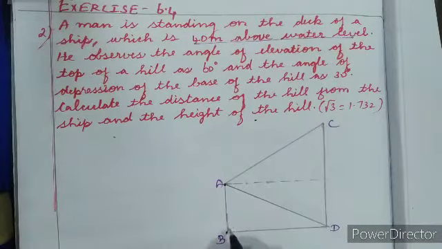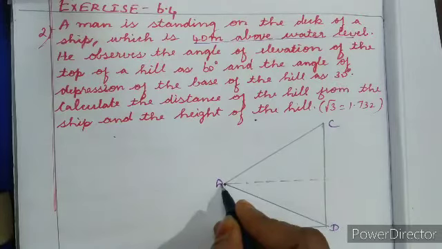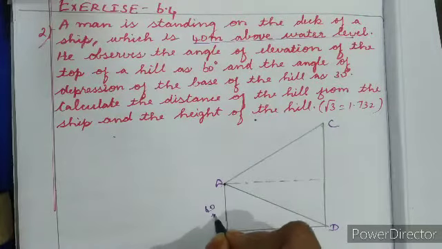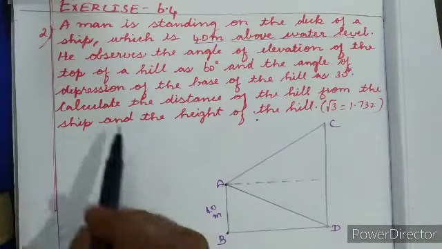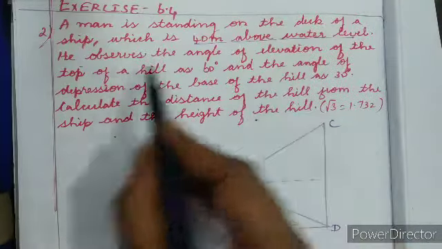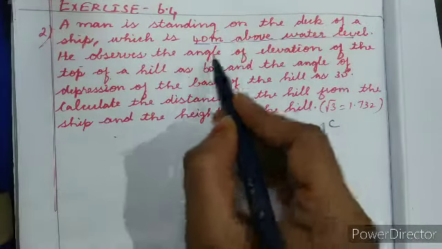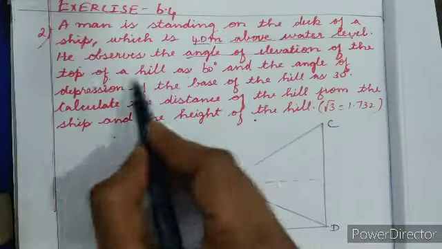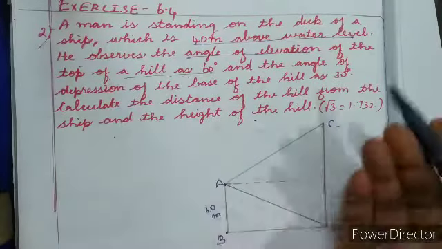That is, from the water level, the height of the ship, the height of the deck of the ship, is given as 40 meters. He observes the angle of elevation of the top of the hill as 60 degree.